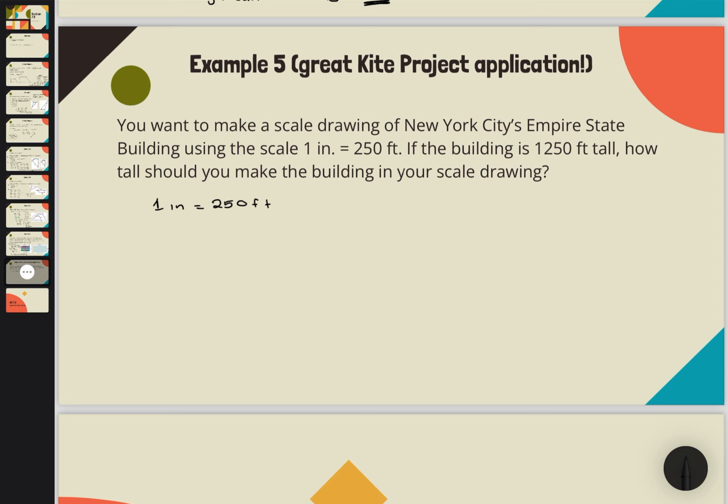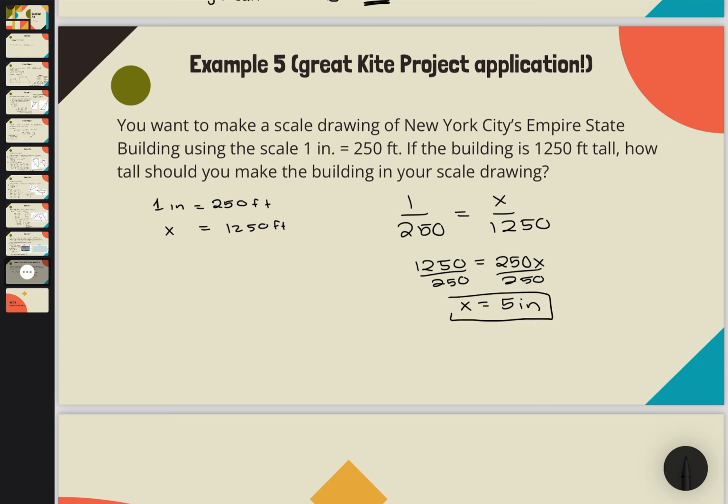If the building is 1,250 feet tall, how tall should you make the building in your scale drawing? So guys, how would you set up a proportion here? This is honestly similar to yesterday, really. Well, I need to figure out how many inches is going to correspond with 1,250 feet. So I'm going to say 1 over 250 equals x over 1,250. Let's go ahead and cross multiply. 1 times 1,250 is 1,250 equals 250x. Divide. We are getting that x should equal 5 inches. All right.